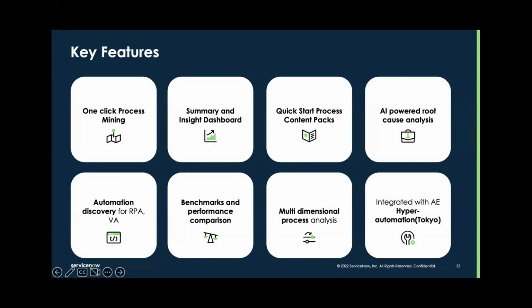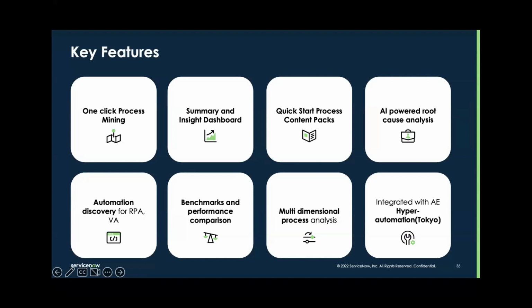We have the summary and insights tab where we have the predefined finding definitions. We also include some KPIs from performance analytics. And we have the quick start process and content pack I mentioned. So they're available for HR, for CSM, for ITSM, but it's also not hard to build on your own. If something is not available right now, you can simply build your process configuration, type in which fields are needed, etc. We have the AI-powered root cause analysis, and there was a question.